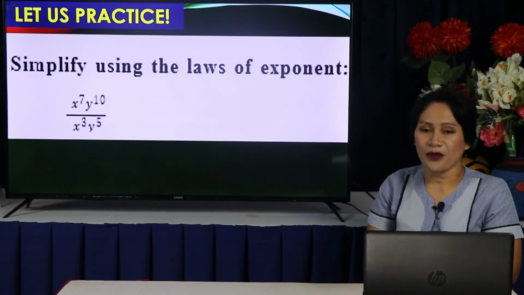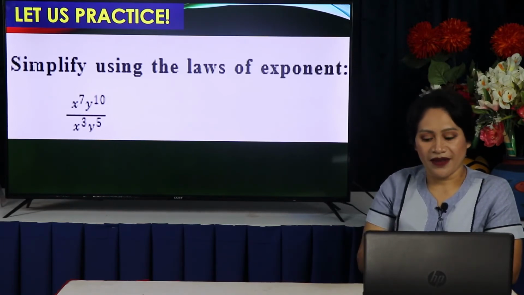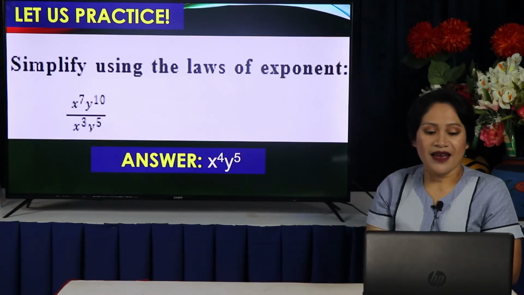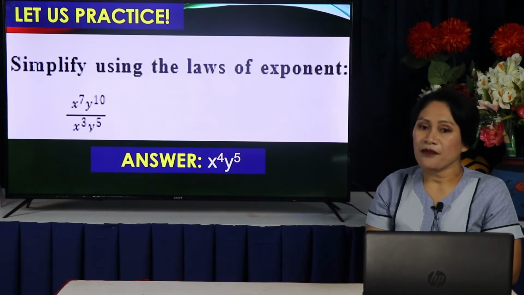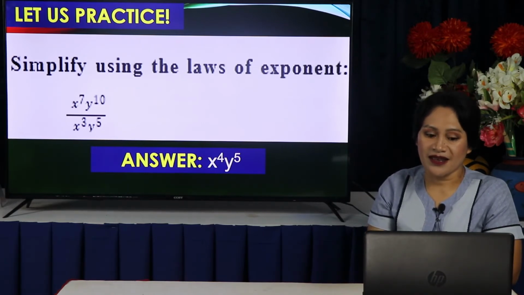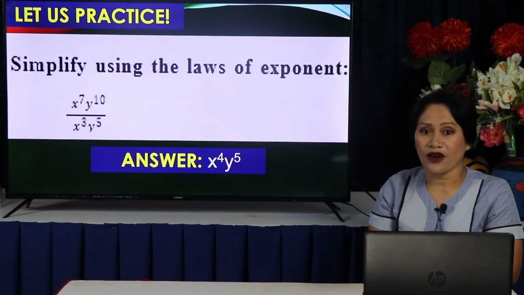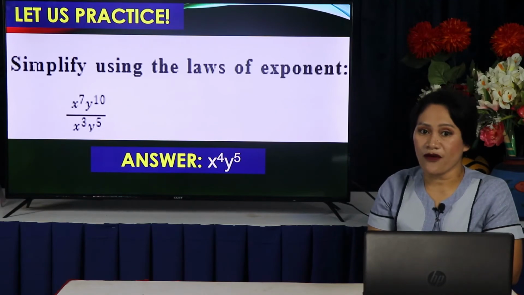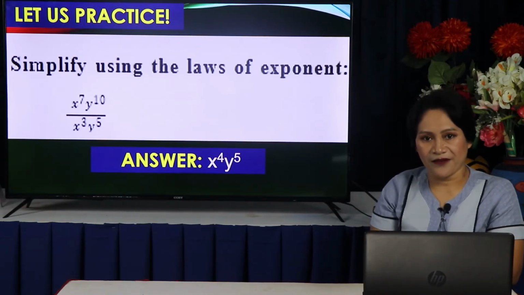Okay, time's up. What is your answer? The correct answer is x to the power of 4, y to the power of 5. Because the quotient rule says 7 minus 3 is 4, and that is the exponent for x. And 10 minus 5 is 5, and that is the exponent for your y. Therefore, the final answer is x to the power of 4, y to the power of 5.